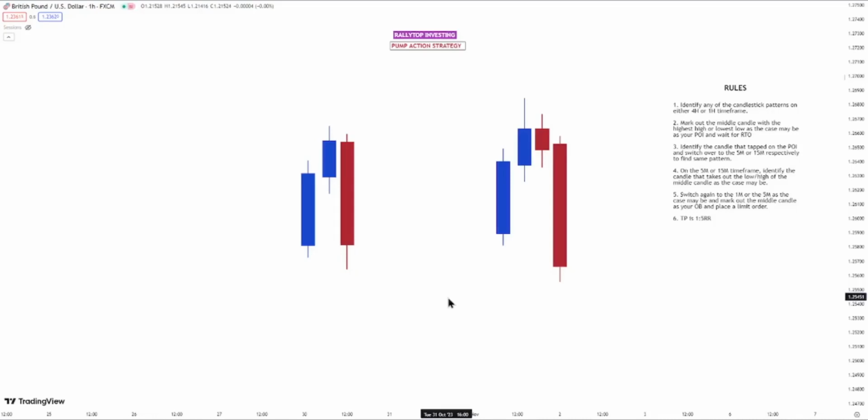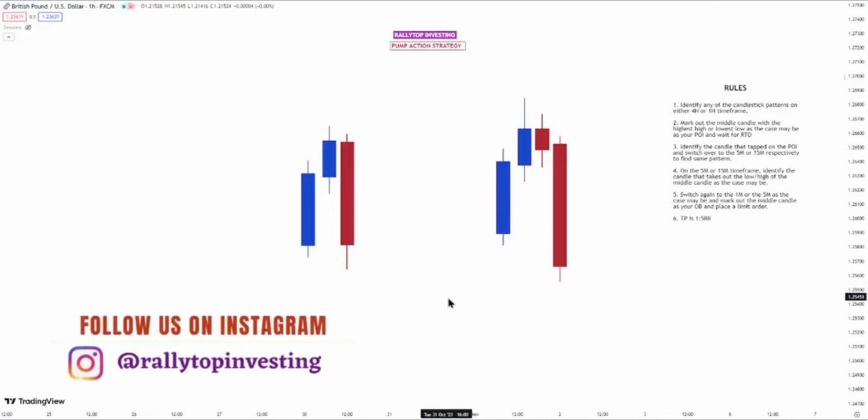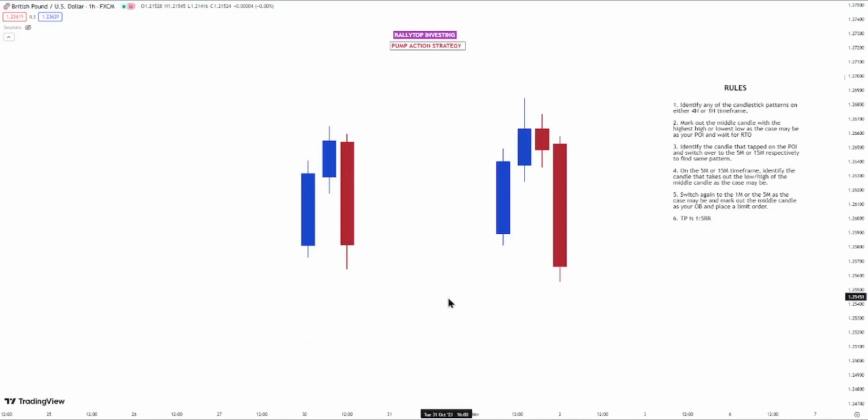Okay? Please do not take the simplicity of this strategy for granted, because this strategy has the potential to help you pass your FTMO without any stress. Okay? All you need to do is to master this pattern I'm about to show to you now, or that you are seeing on the chart now, and then follow the rules that I'm about to share with you.